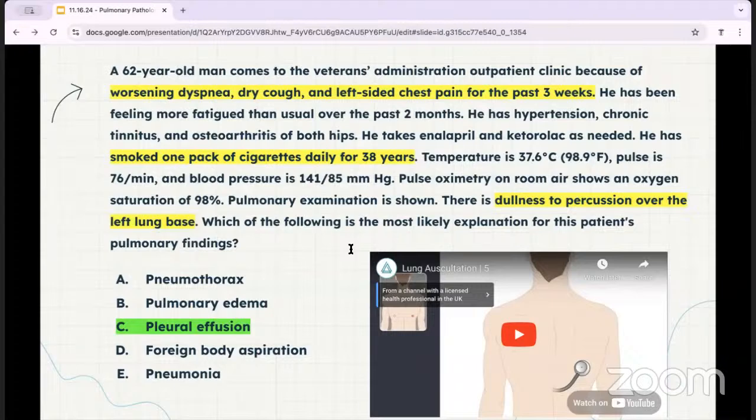And this case highlights the importance of connecting the clinical history, like smoking, and also the chronic symptoms, and especially the subacute nature of it, with the physical exam findings to identify the localized lung pathology.